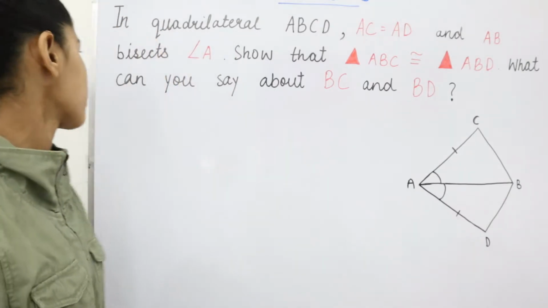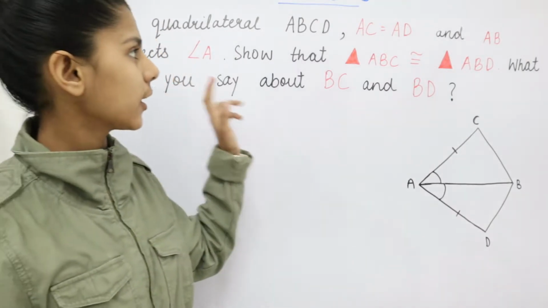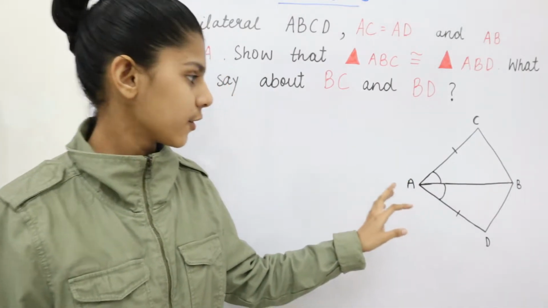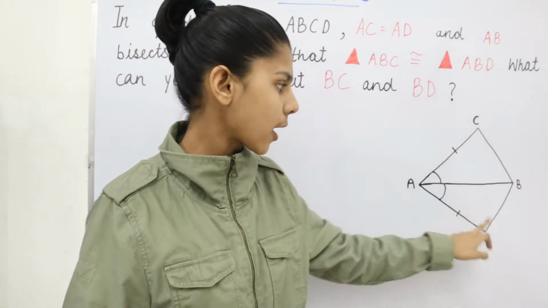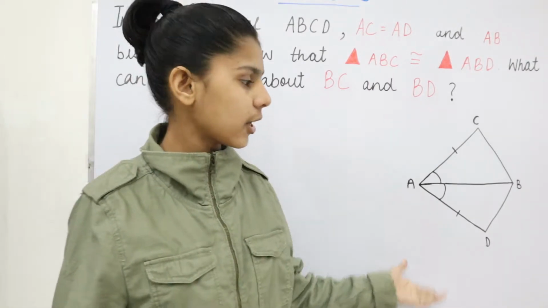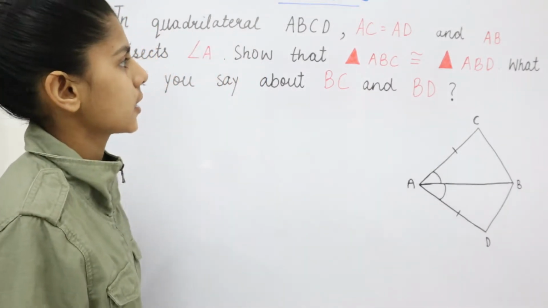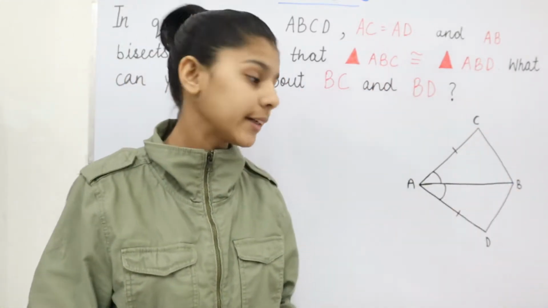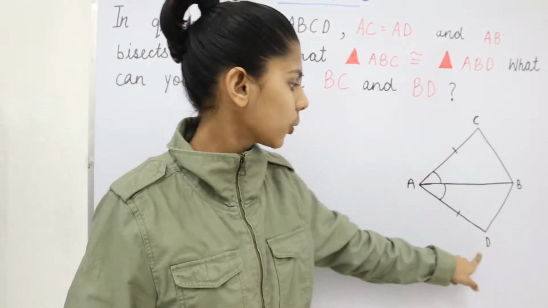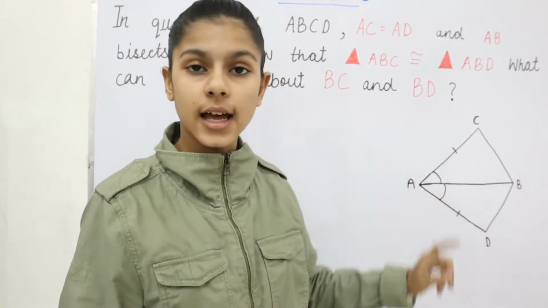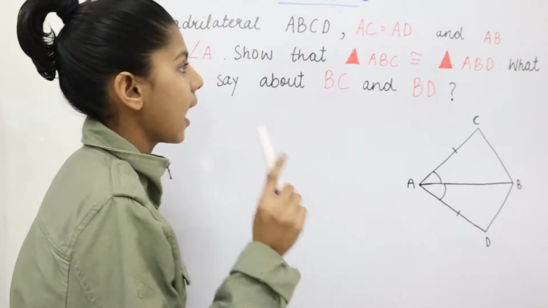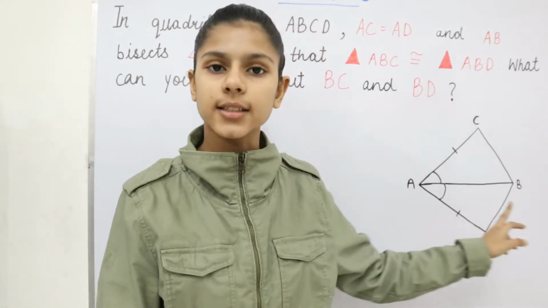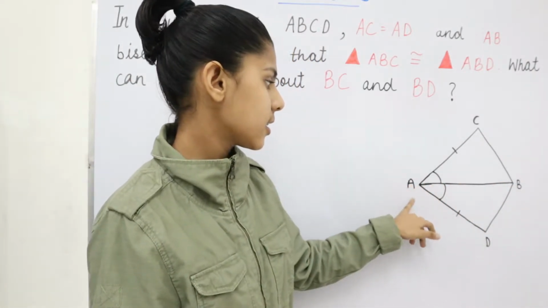The first question is, in quadrilateral ABCD. Here in the figure we have one quadrilateral, ABCD. It is a quadrilateral as it has 4 sides. In the quadrilateral ABCD, AC is equal to AD. I have marked these both sides equal. And AB bisects angle A. You can see this line segment AB is bisecting this angle A.